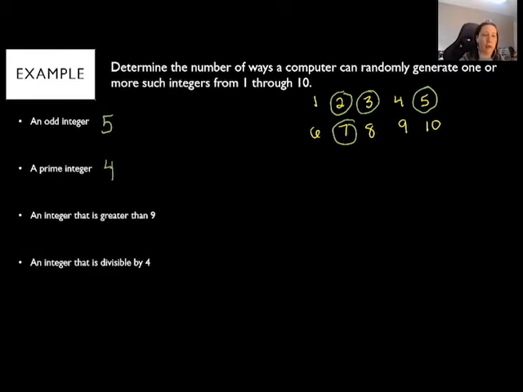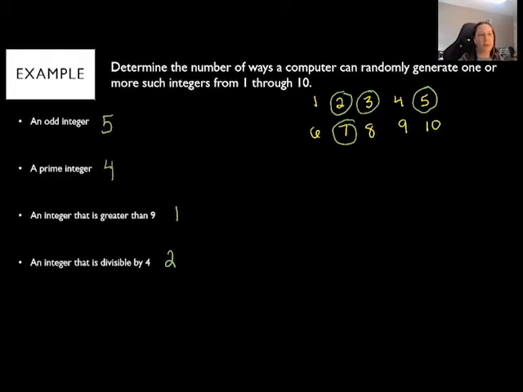Integer that is greater than 9. Well, there is only one that is greater than 9. That's number 10. So there's only one way for that. And then integers that are divisible by 4. Your only choices for divisible by 4 are 4 and 8. So we have 2 choices for integers that are divisible by 4.